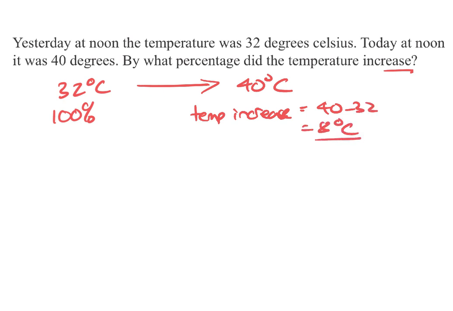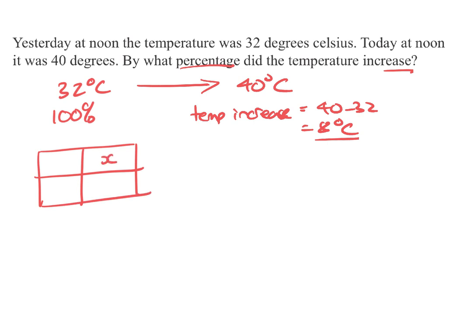So we want to find the percentage of this. So again, I'm going to do this with a proportionality grid. You don't have to. There are other ways of working this, but I think this is quite a nice, simple, and very efficient way of doing it. So x is what we're trying to find, which is a percentage. Our 100% is 32 degrees Celsius. And x relates to our percentage increase, which is 8 degrees.